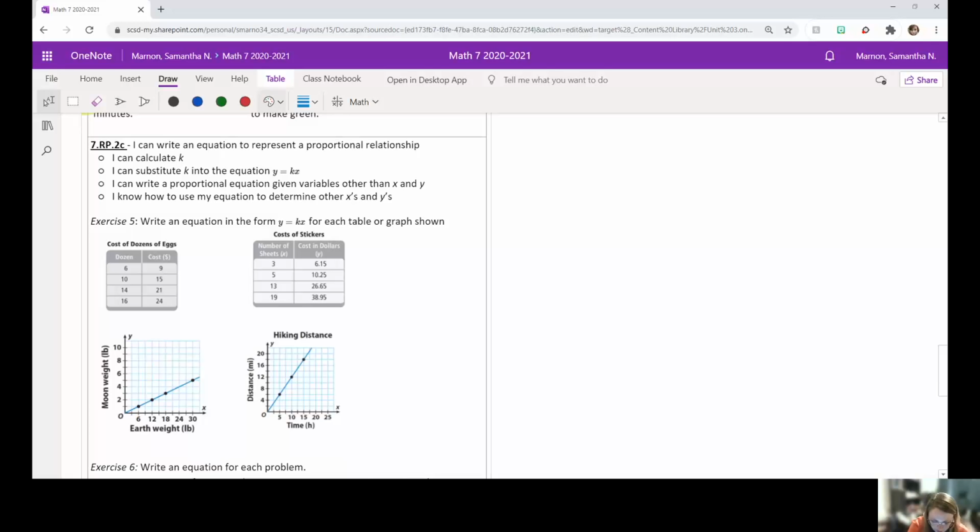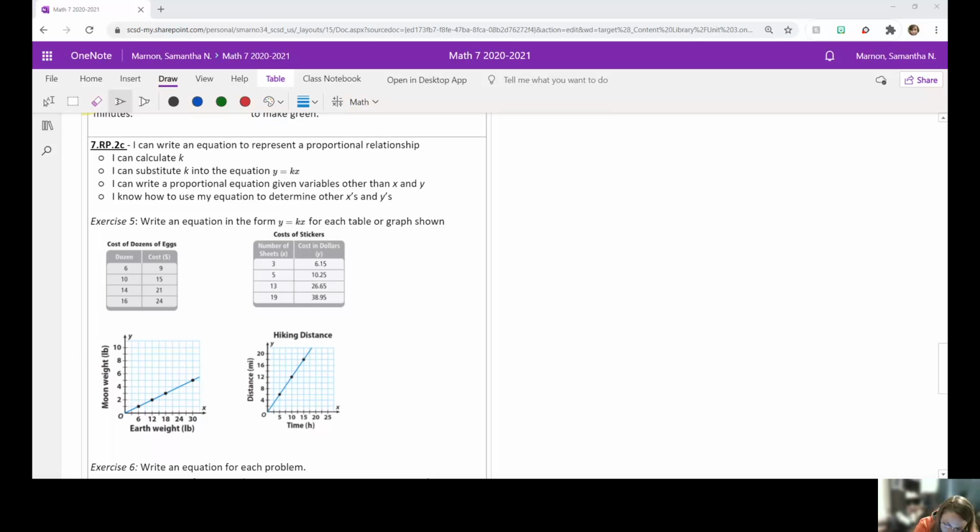Okay, 7RP2C is writing and using proportional equations. So you need to find K, which we just did in the standard before, and then you just need to put it into the equation. And you also need to be able to do that when you don't have a Y and an X if they give you different variables. So luckily on all of these, they are going to give you a Y and an X. So write an equation in the form Y equals KX for each table or graph shown below.